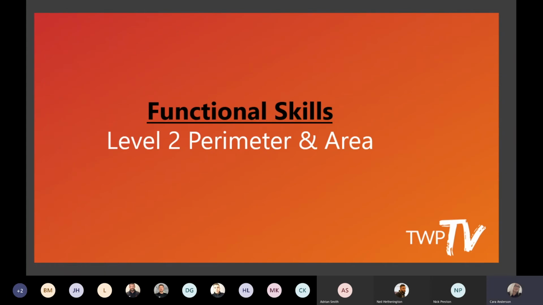So today's session is on level 2 perimeter and area. I say level 2, it starts off nice and basic. And you've got some example questions in there. So if you feel at any point you don't understand, if you're brave enough, you can unmute yourself and ask questions. I'm more than happy for you to ask, but also you can just put something in the chat box, and Nick will let me know if any questions come up.